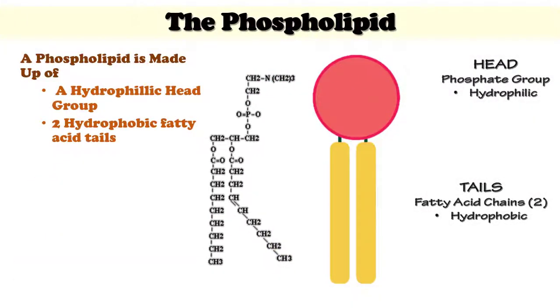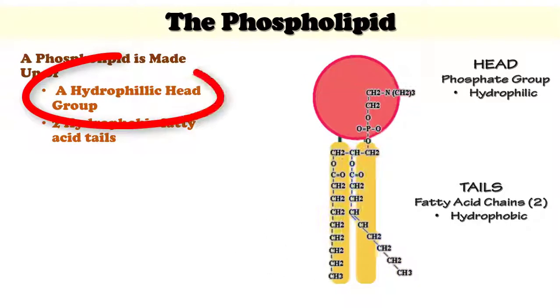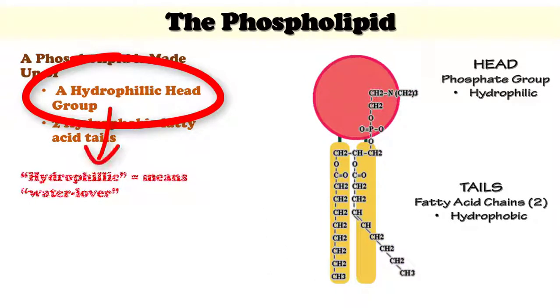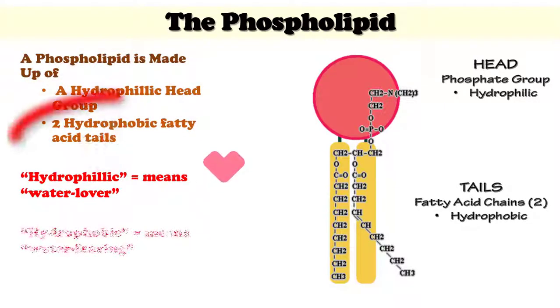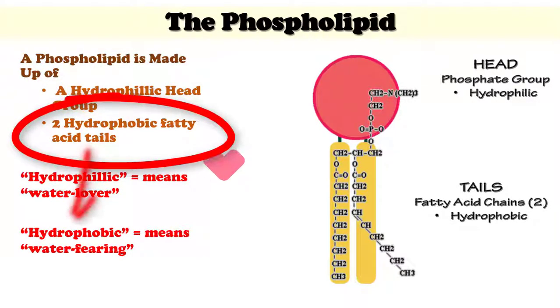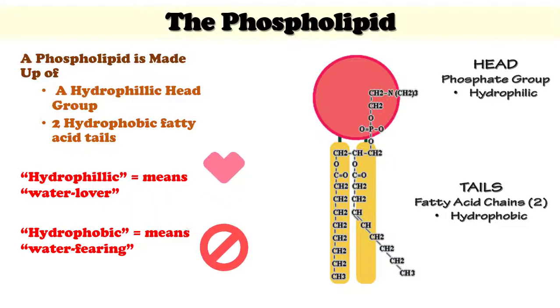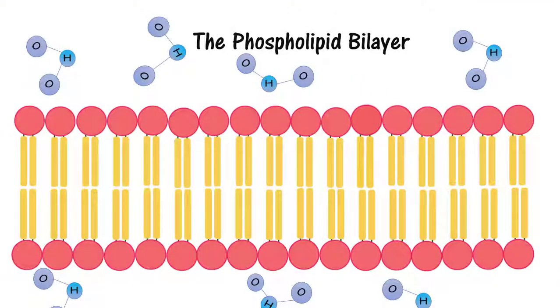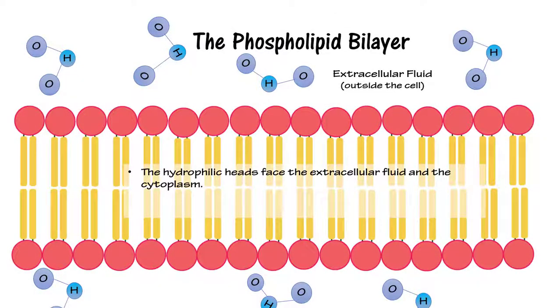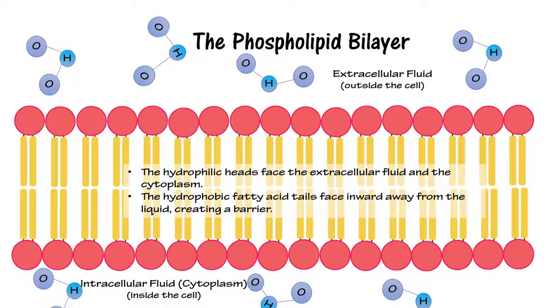A phospholipid is made up of a hydrophilic head group. Hydrophilic means water lover. And it has two hydrophobic fatty acid tails. Hydrophobic means water-fearing. The hydrophilic heads face the extracellular fluid and the intracellular fluid. The hydrophobic fatty acid tails face inward towards each other. They face away from the liquid because they are hydrophobic, thus creating a barrier.